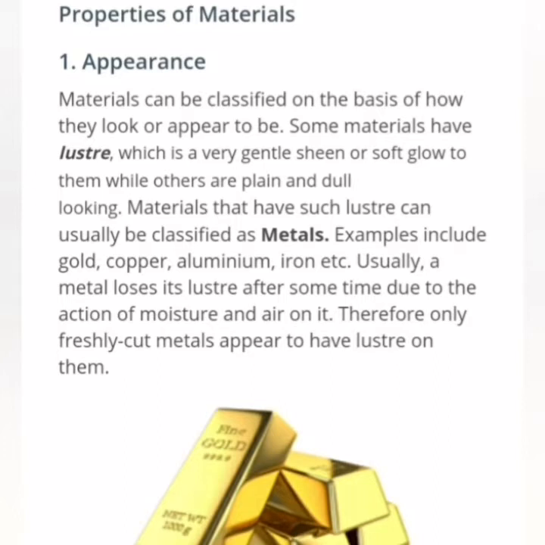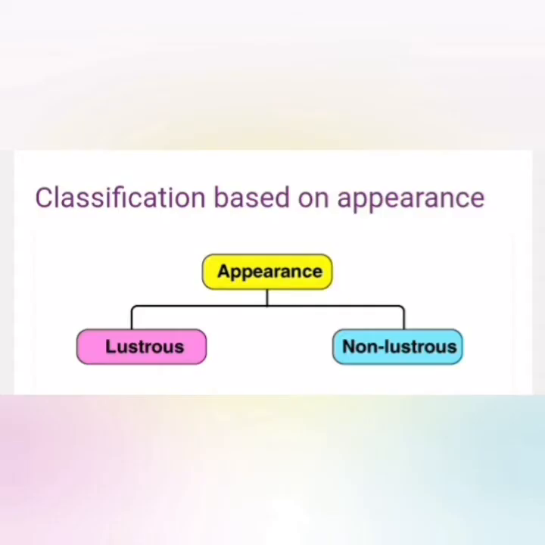Usually a metal loses its luster after some time due to the action of moisture and air on it. When metal is exposed to air, sometimes an oxidation reaction takes place. Metal reacts with oxygen and forms its oxidized form. Therefore, only freshly cut metals appear to have luster on them.